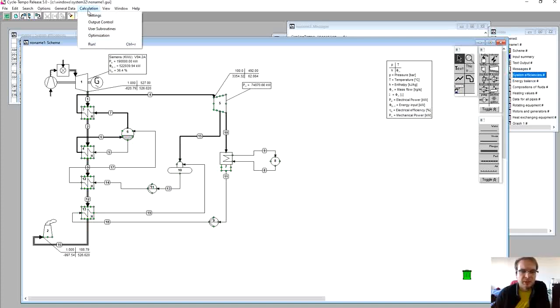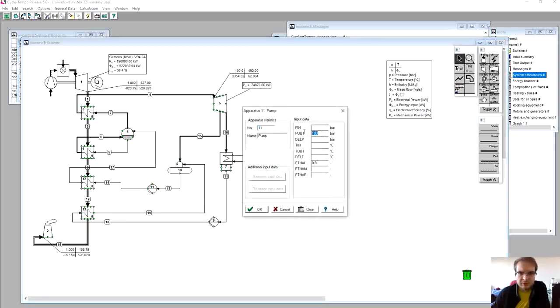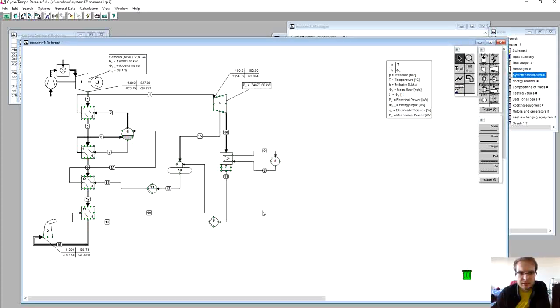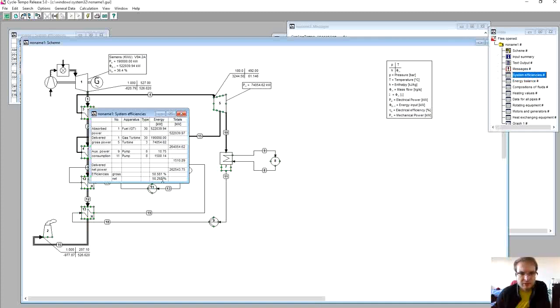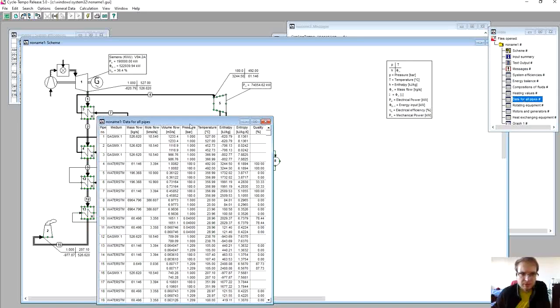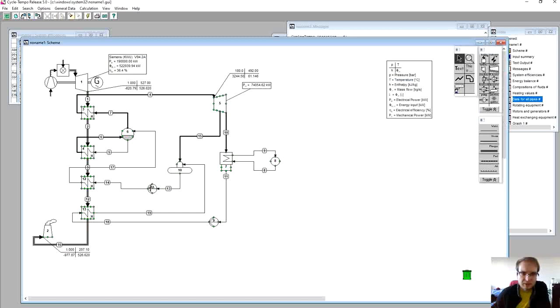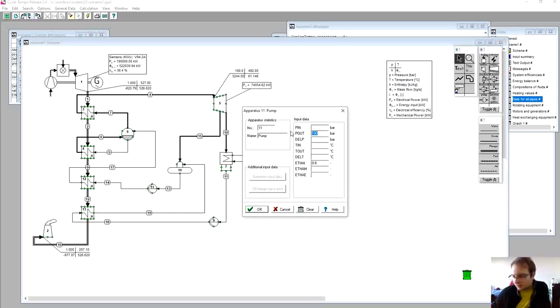But let's have a look at one more thing, what this increase of pressure actually brings us. So in the optimization we can ignore the optimization input. Here we have, for example, 180 bars, and after running the problem the system efficiency is roughly 50.3%. Look at the data for all pipes and find our turbine outlet, the pipe number 10. And you can see that the quality at the turbine outlet is only 78%, which is too low for actual and suitable operation of the turbine. So increasing our pressure is actually not that feasible because we cannot build a turbine for that. So for an actual system we would need to have a lower pressure.